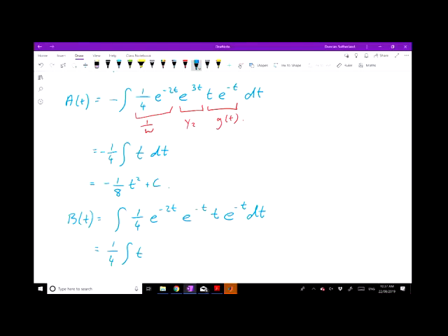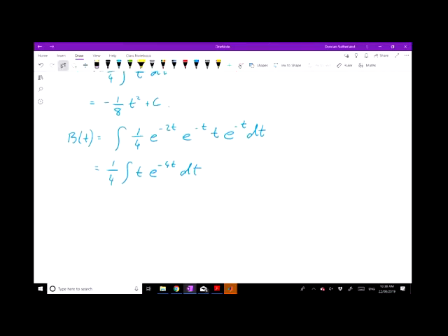So this is going to boil down to a t e to the minus something, or e to the something integral. 2 minus 2 minus 1 minus 1. That looks like that. Yay. And again, we're doing this by parts.